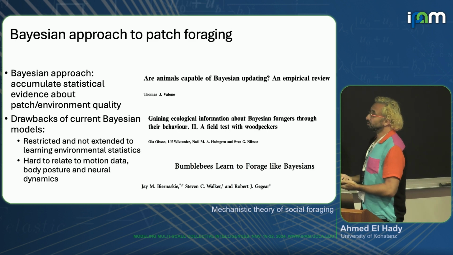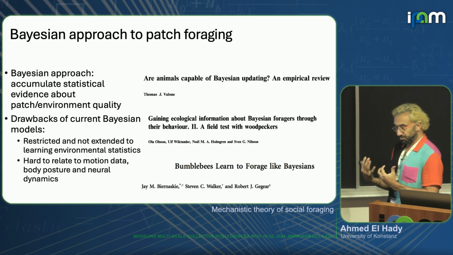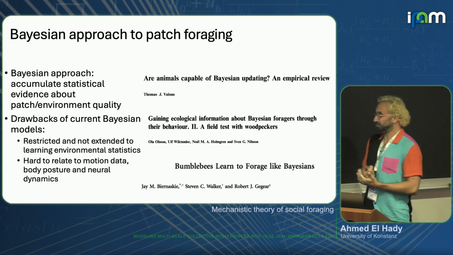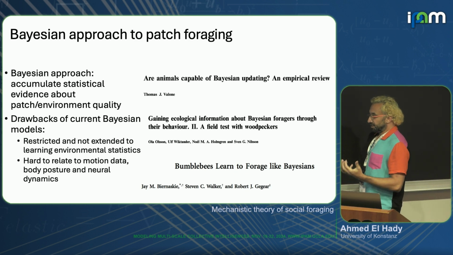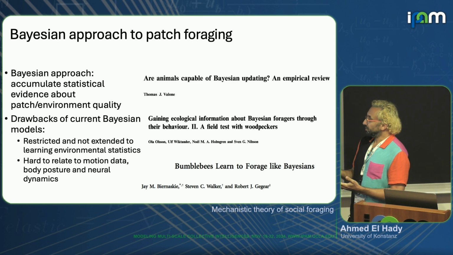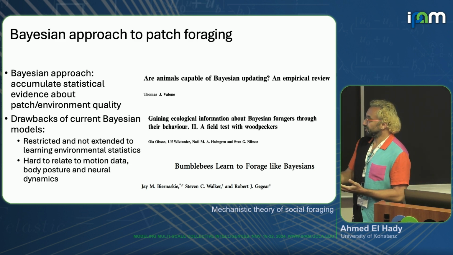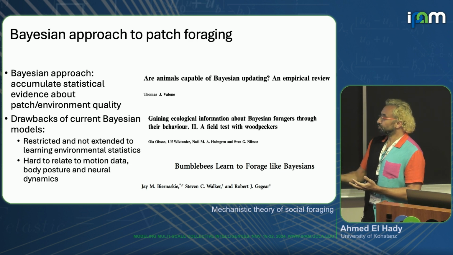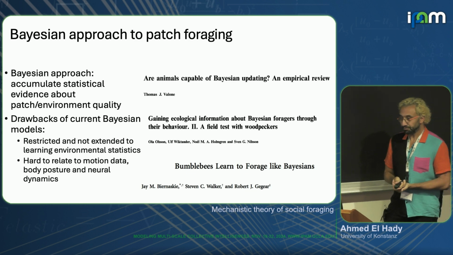And within behavioral ecology, there has been quite a long history of trying to ask: do animals use Bayesian updating? Do they forage like Bayesians? But the models that were developed in behavioral ecology were not very systematic. And for me, as somebody who is very interested in investigating neural dynamics or looking at motion, it's very hard to relate it to this realm.